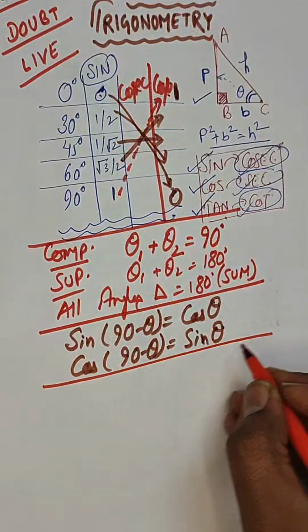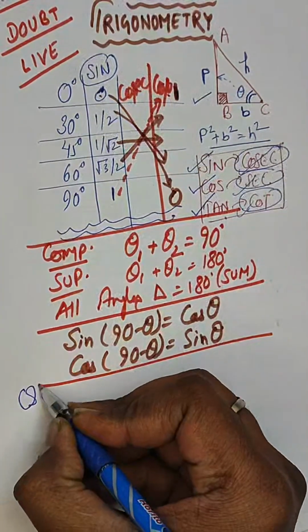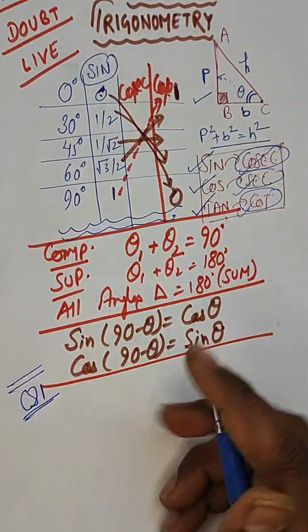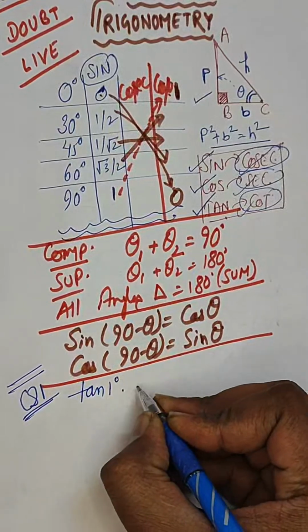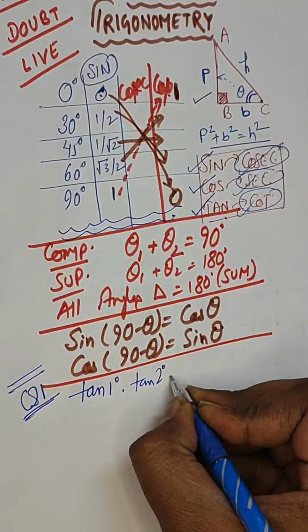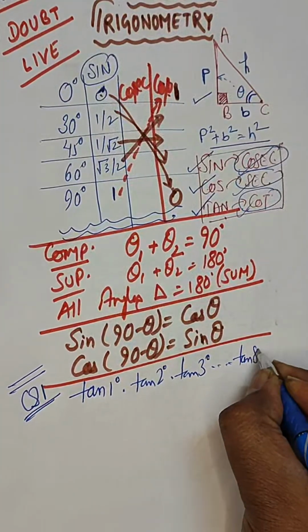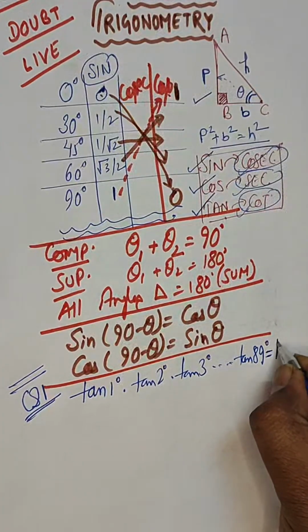The first question which we can take for today is from the trigonometrical identity. Find the value of tan 1 degree, tan 2 degree, tan 3 degree, dot dot dot, tan 89 degree. We just need to prove this is equal to 1.